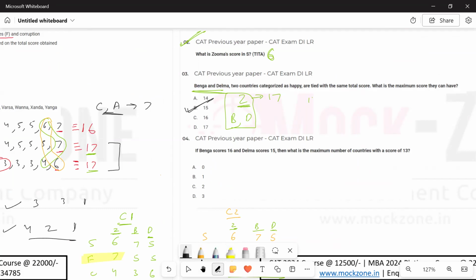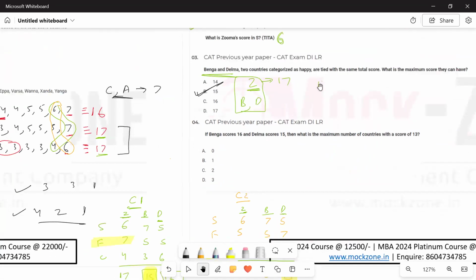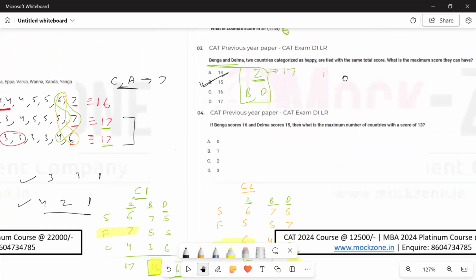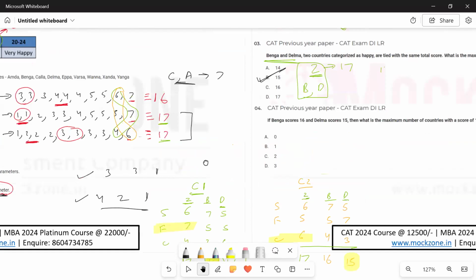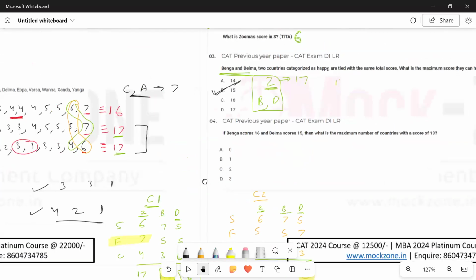16 तक वो जा रहे हैं, बट वो दोनों नहीं जा रहे हैं, उनमें से कोई एक जा पा रहा है. Given that they tied with the same total score, it can be only 15. It cannot go to 16 because only one can go till 16 in both the cases, not both. ठीक है? So I hope this logic was clear to everyone.